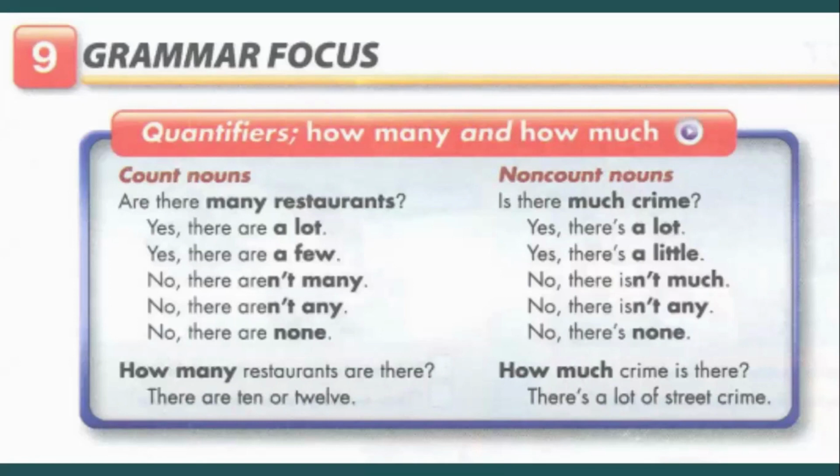Is there much crime? I can say yes, there is a lot. Yes, there is a little. No, there is not much. Or no, there isn't any. Or no, there is none. How many restaurants are there? There are 10 or 12. How much crime is there? There is a lot of street crime. Okay, that is how I can answer these questions.